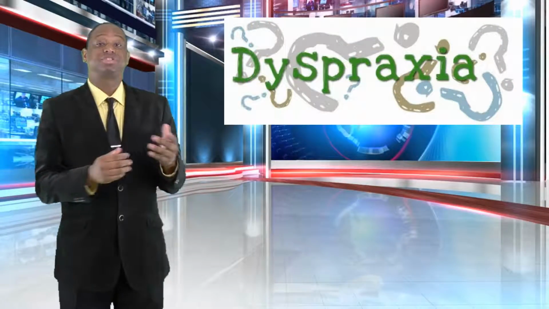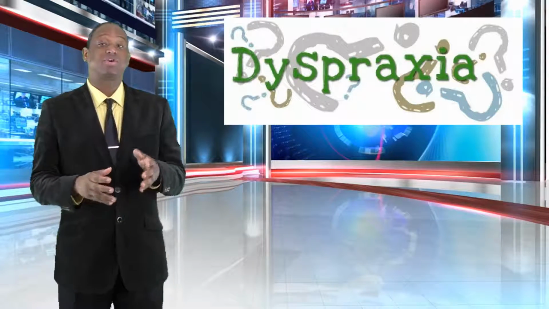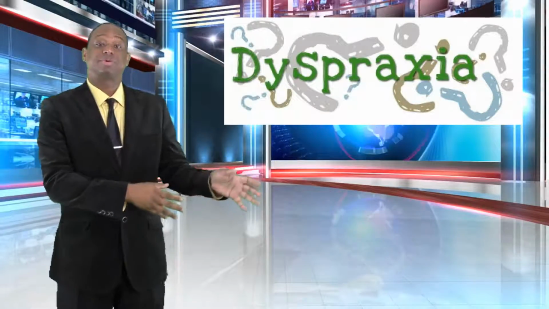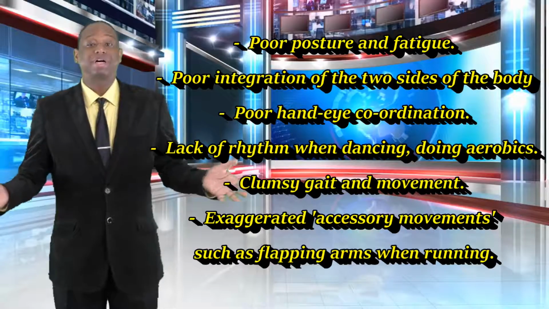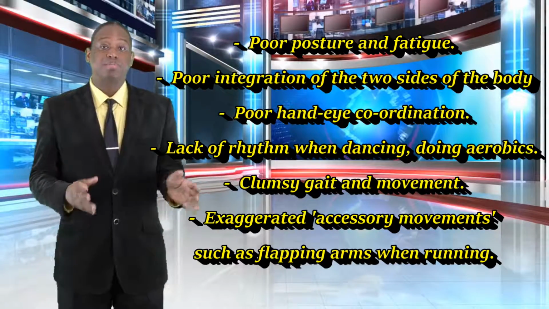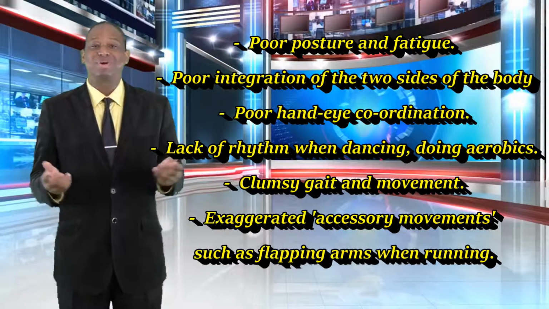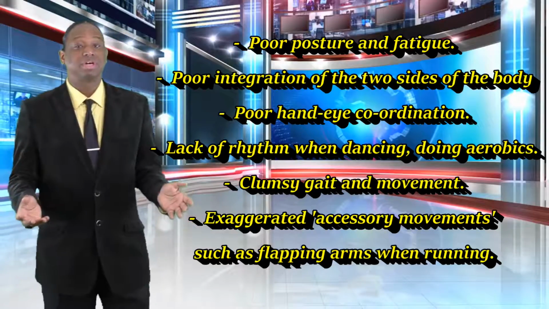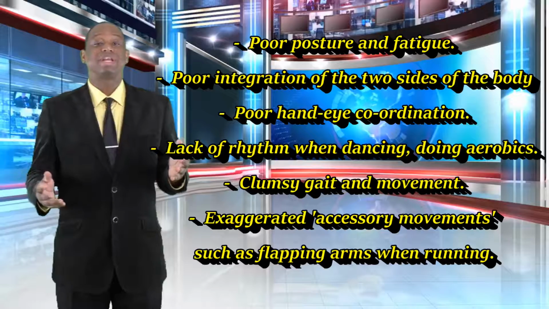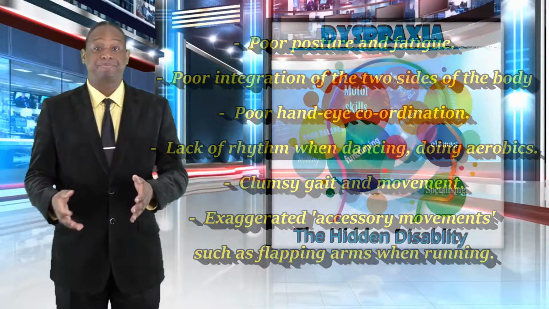Dyspraxia is defined as difficulty in planning and carrying out skilled, non-habitual motor acts in a correct sequence. Some typical examples of someone with issues with dyspraxia could be poor posture and fatigue, poor integration of the two sides of the body, poor hand-eye coordination, a lack of rhythm when dancing or doing aerobics, a clumsy gait and movement, or exaggerated accessory movements such as flapping your arms when you're running.